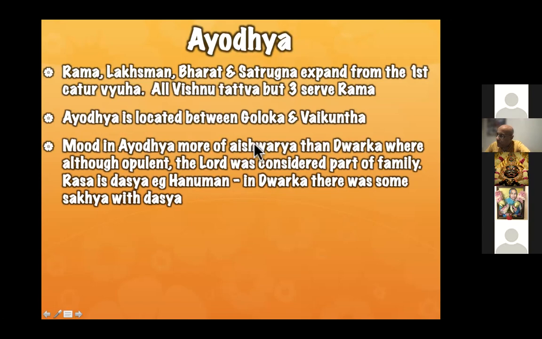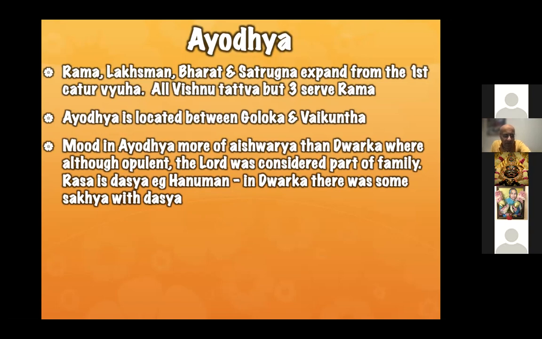In Ayodhya, the mood of Aishwarya is much more prominent than in Dwarka, where although opulent, the Lord was considered part of the family. And the rasa, the taste, in Ayodhya is predominantly one of dasya: this is my Lord and I am his servant. For example, Hanuman. Hanuman's mood was very much, whatever the Lord wants, I will do. That was his bhakti, and a wonderful bhakti it is too. Guru Maharaj really loved that mood of Hanuman.